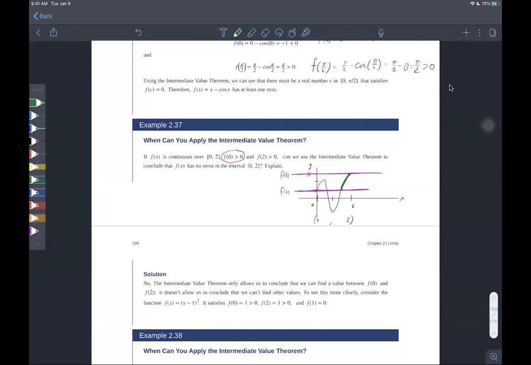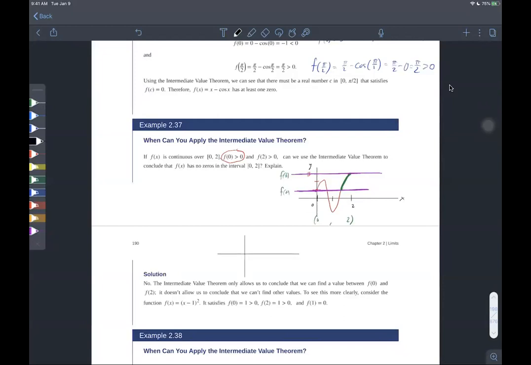Okay, so the solution? No, the intermediate value theorem only allows us to conclude that we can find a value between f of 0 and f of 2. It doesn't allow us to conclude that we can't find other values. To see this more clearly, consider the function f of x equals (x minus 1) squared, which is another counterexample to this. And we could graph it really quick here just to take a look at this example.